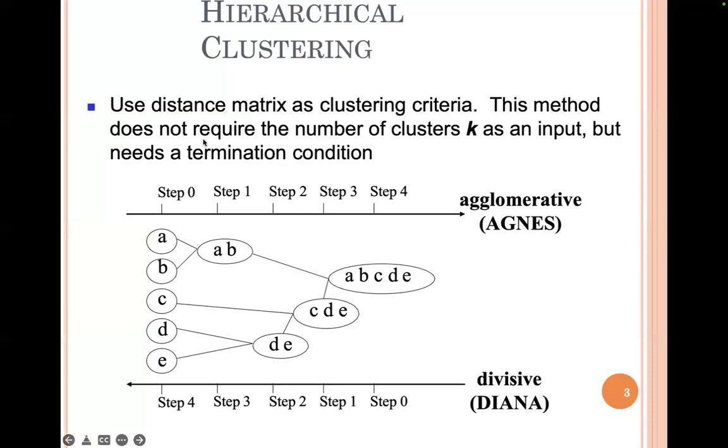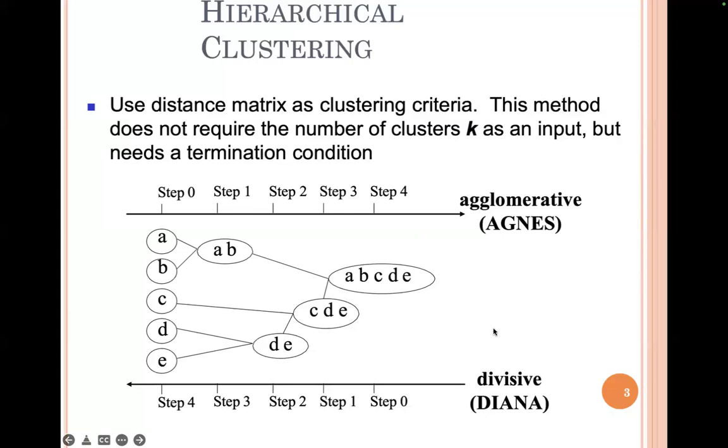But we need a termination condition. So hierarchical clustering में हमें क्या चाहिए? One termination condition. So this is how it differs from partition clustering. In partition clustering, we have to find the value of K, and K means the number of clusters. But in the case of hierarchical, we don't need to find that number, but we have to find the termination condition. Now, it is basically of two types: agglomerative and divisive.